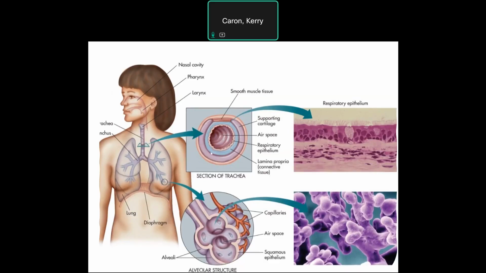The trachea: if you were to do a transverse section of the trachea, you'll have cartilage rings, you've got air space, you've got respiratory epithelium, and some connective tissue. You see that the respiratory epithelium has hairs, cilia, that also protect the airway.